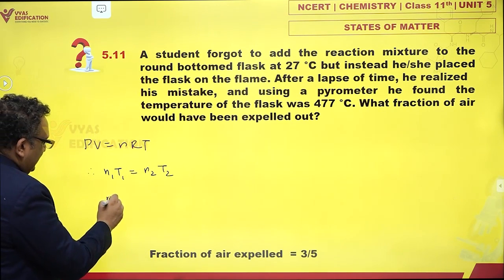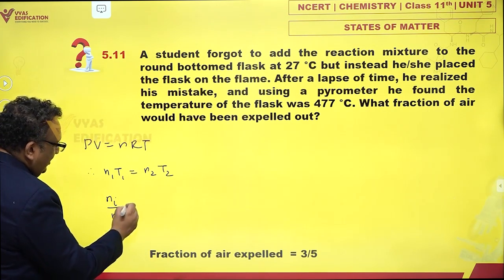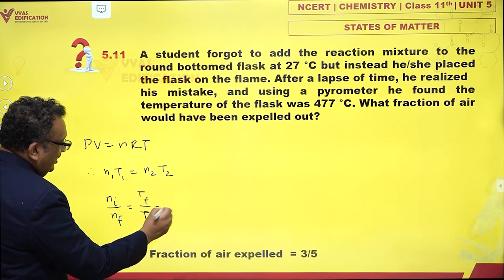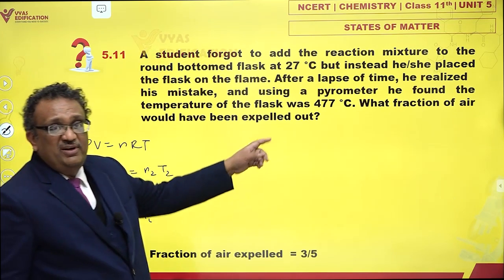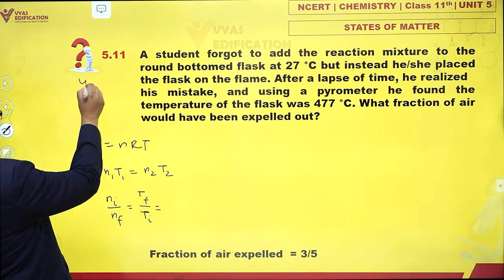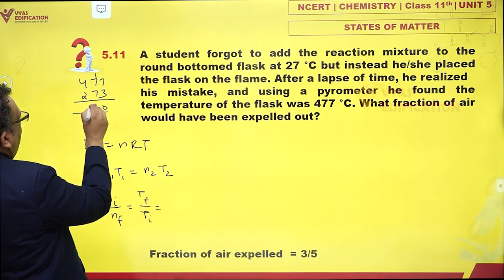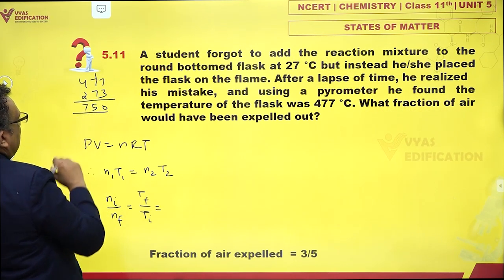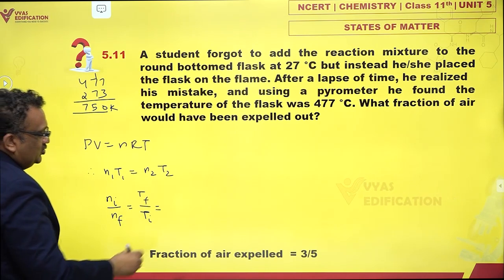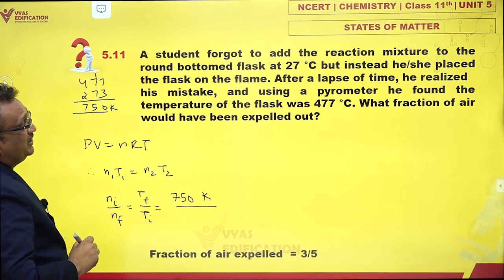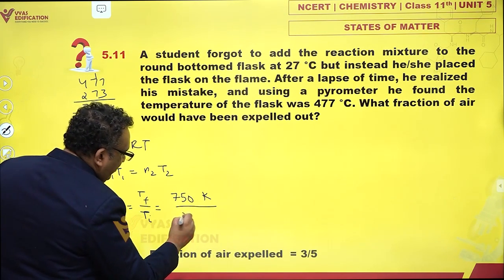So moles initially by moles final is temperature final by temperature initial, and final temperature is 477 degrees Celsius. 477 and 273, if you add, you get 750 Kelvin. So final temperature is 750 Kelvin. Initial temperature 27 degrees Celsius is 300 Kelvin.